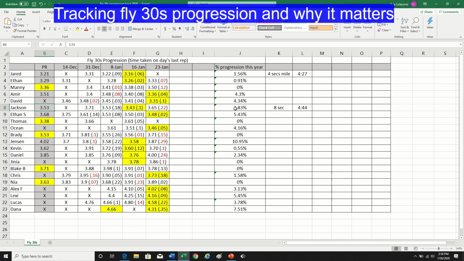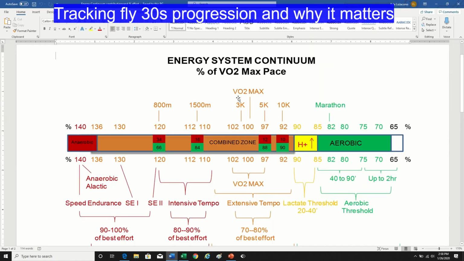of 2.83%. Jackson came into the season with a mile PR of 4:52. If we take 2.83% of that, we've got 8 seconds. So we could say theoretically Jackson's mile right now could be 4:41 based solely on the improvement in his Fly 30, his alactic system. And as I mentioned before with Jared, just to encapsulate this, you could also go through and see how VO2 max percent has dropped and other things.